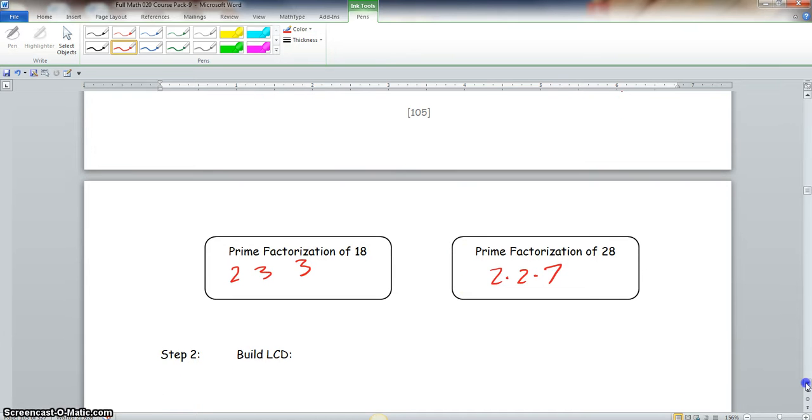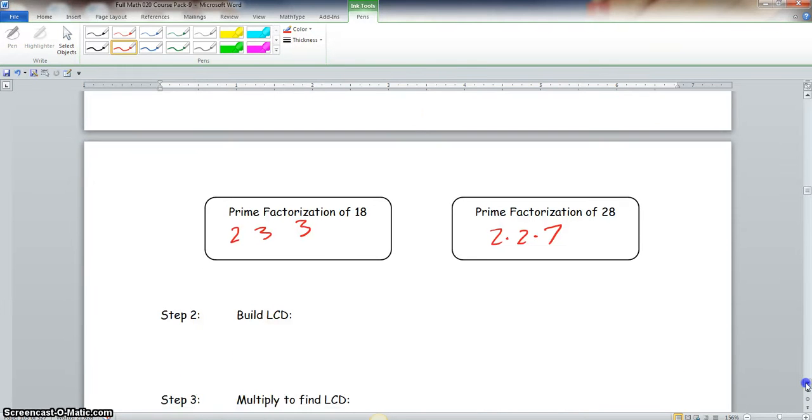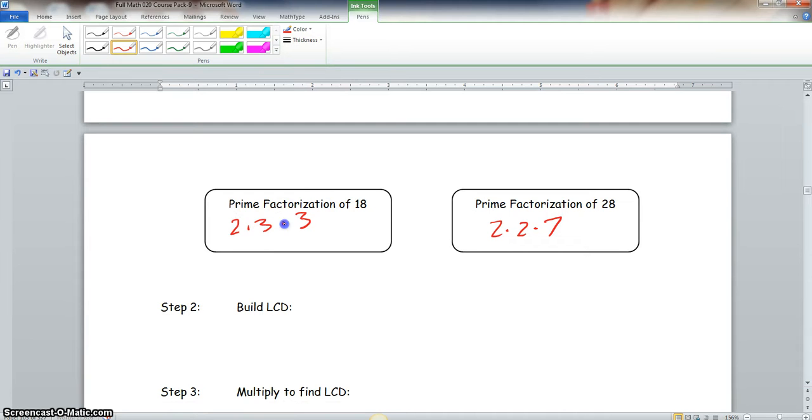Now, we want to build our LCD. Now this is how we would build the LCD. We would look at which factors they have in common. Like here, they have one 2 in common. So we will write that once. Now they have nothing else in common, so you will write what's left in numerical order. You have another 2 that's left, you have two 3's, and you have a 7. Now remember, whenever they match up, you only count it once, and then everything else that doesn't match up with anything else, you write down.